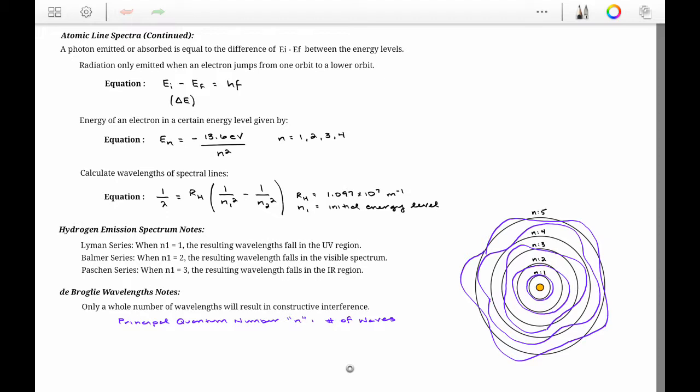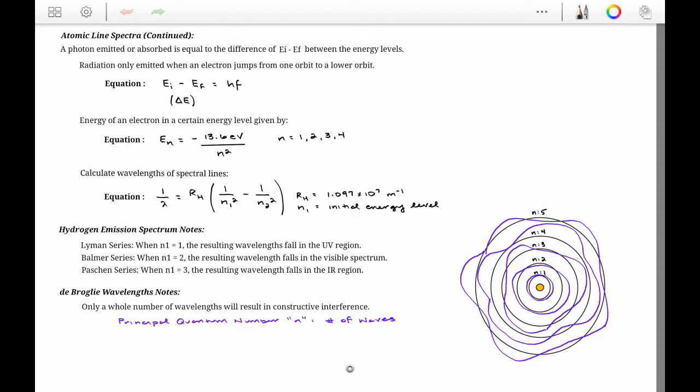And so lastly, you might have seen this equation before, but this is used to calculate the wavelengths of spectral lines. So when we have that emission spectrum, we can calculate which wavelength it's at by considering what energy level it started at and what energy level it ended at. And so this is the inverse of wavelength is equal to Rydberg's constant times 1 over the initial energy level squared minus 1 over the final energy level squared.